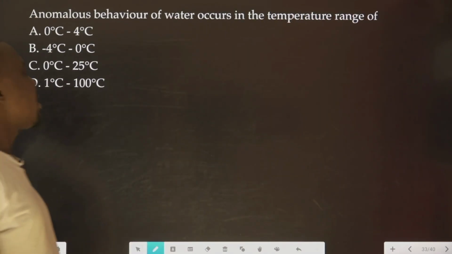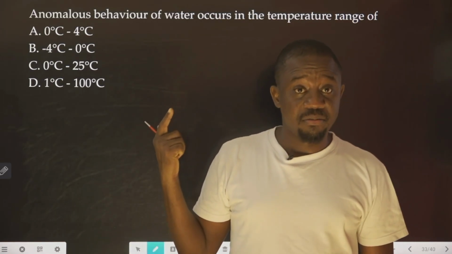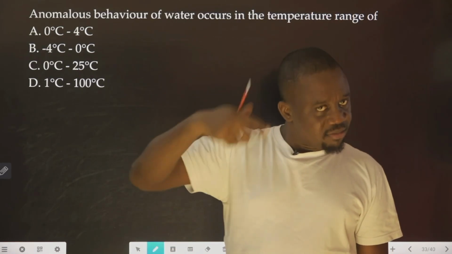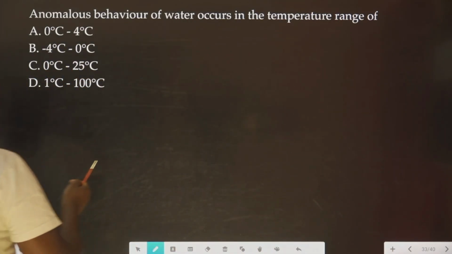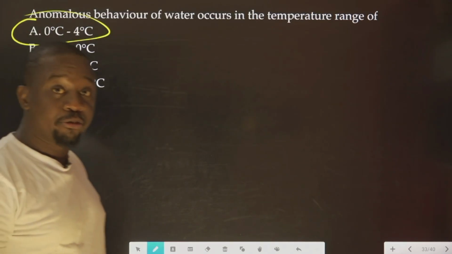Anomalous behavior of water occurs in the temperature range of what? This is a repetition of the previous year. That's why I said repetition. You will see at least 1 or 2, 3, 4. The answer is simple. It's always from 0 to 4.